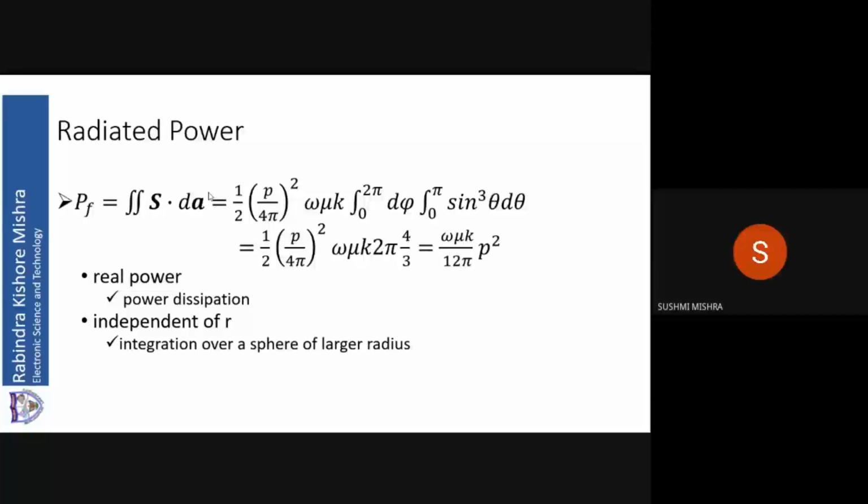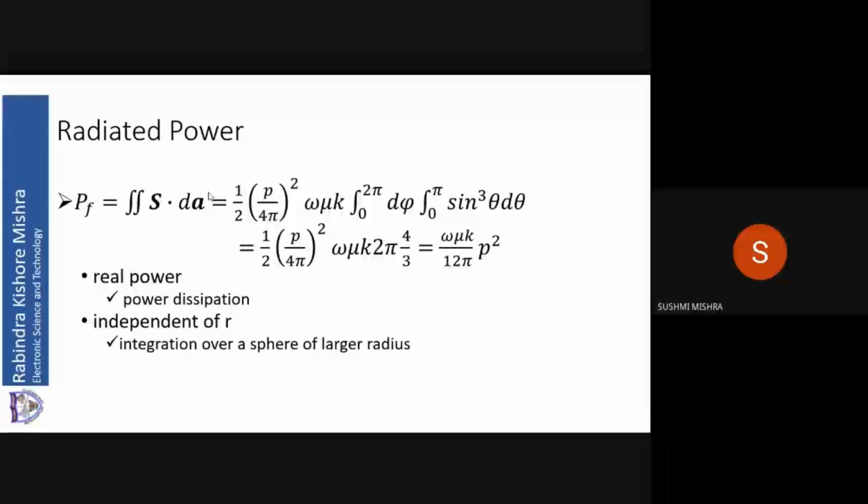There is no R term here. That means if I integrate it over a sphere of any radius, I can get the radiated power. So it is independent of R because of integration over a sphere of large radius. So this gives me the same total power irrespective of radius. As I keep on increasing R, I will get this power.